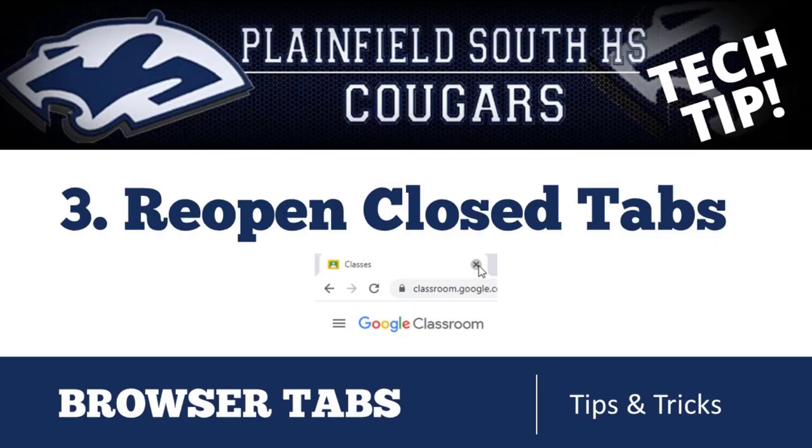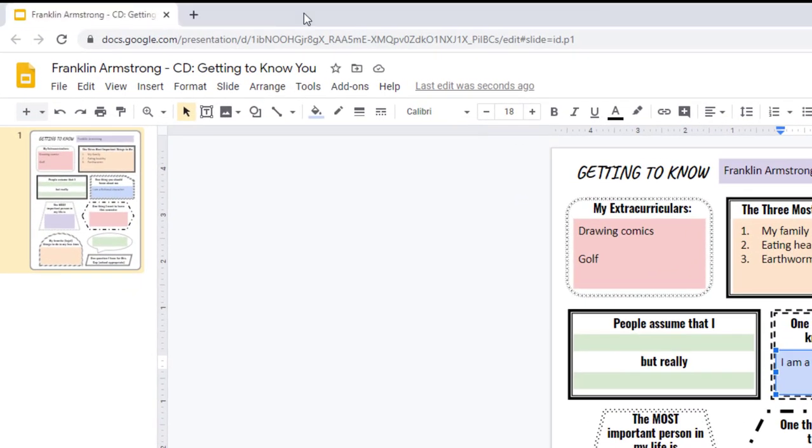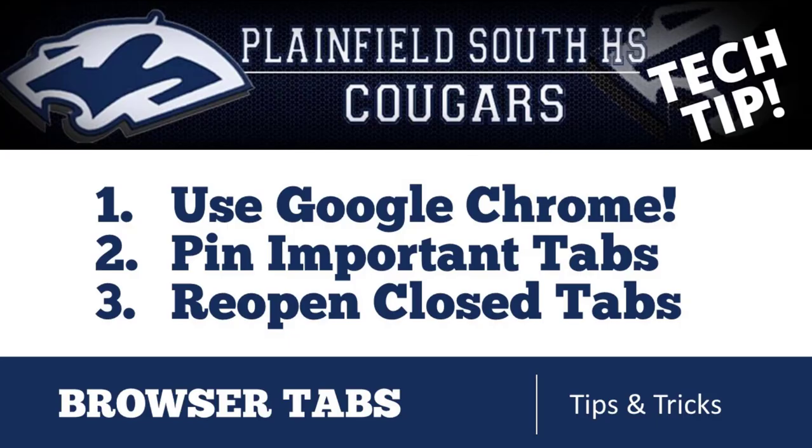Number 3. If you do accidentally close a browser tab, you can get it back. I'm working with these 2 tabs and oops! Go to the blank area beside the tabs, right-click, and select Reopen Closed Tab. Then boom! It's back! In summary, use Google Chrome, pin important tabs, and reopen browser tabs you accidentally close.